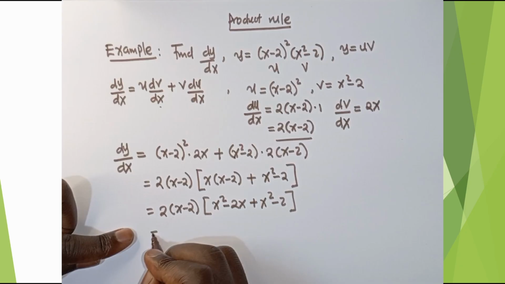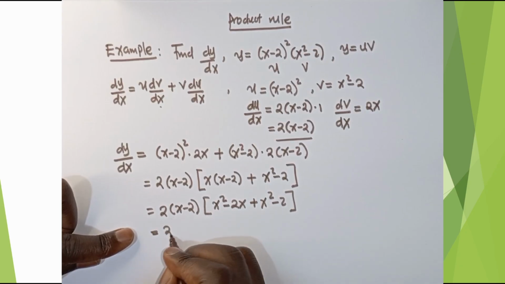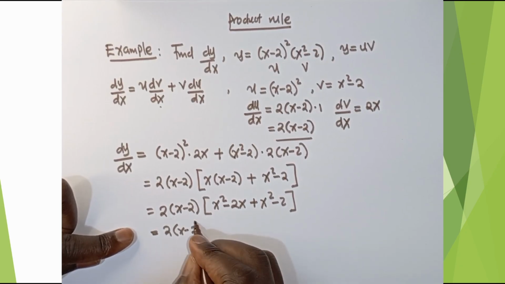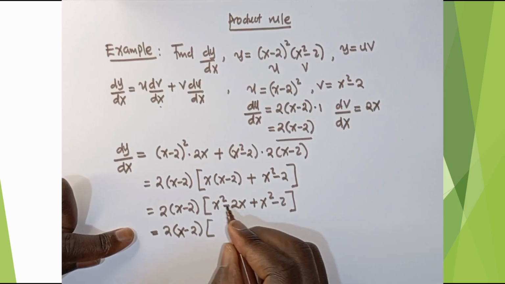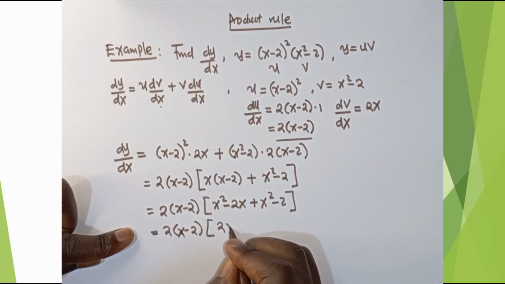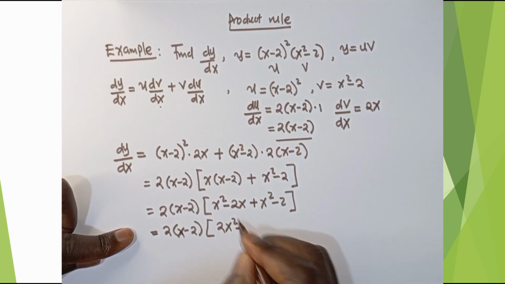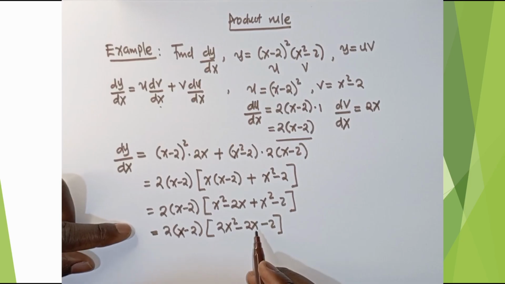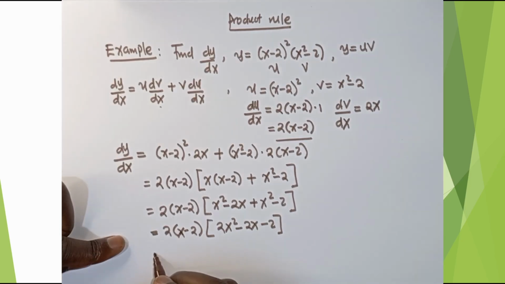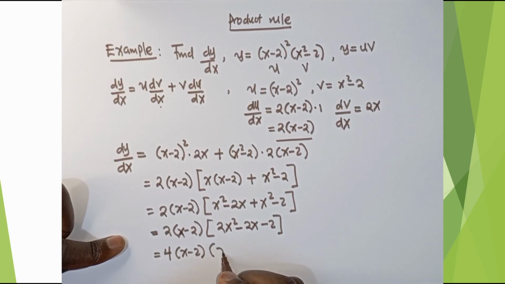So when I go ahead to simplify this, I'll have 2 into x minus 2 into, this one is going to be x squared plus x squared. We have 2x squared minus 2x minus 2. So I can pull out the common factor, which is 2, and I end up having 4 into x minus 2 into x squared minus x minus 1.